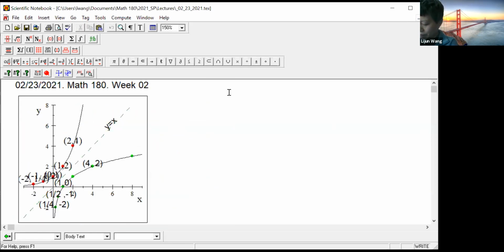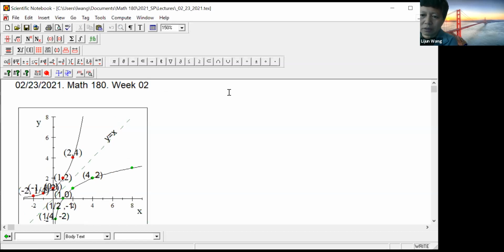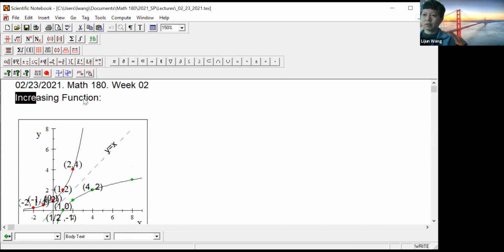One more question I wish to introduce here is increasing function and decreasing function. For this, I'm asking you to go back to page number 2. There's a definition of increasing function, and I want you to take your time to write it down. Increasing function, decreasing function. We did a one-to-one function, right?